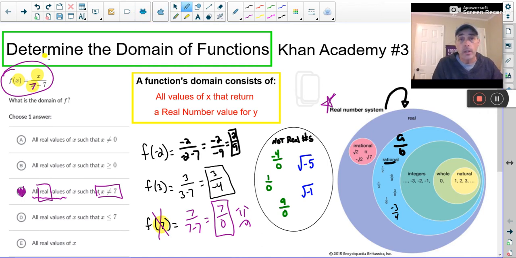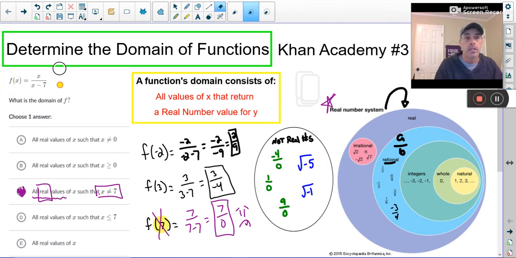Now there's another way to look at it, and the other way to look at it is to actually just graph f of x equals x divided by x minus 7, and I've done that.